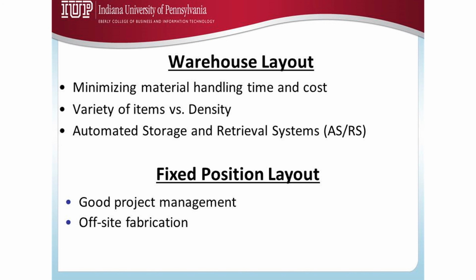And the other important thing in a fixed position layout is to do as much off-site fabrication as possible and bring the fabricated parts to the particular facility and do the assembly. So this gives you an idea of the different kinds of layouts. And we have discussed in more depth the two manufacturing layouts, process and product layout. And for the product layout, we have talked about assembly line balancing.